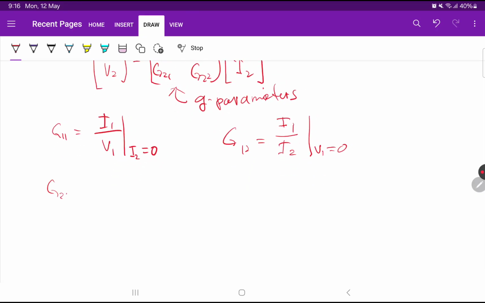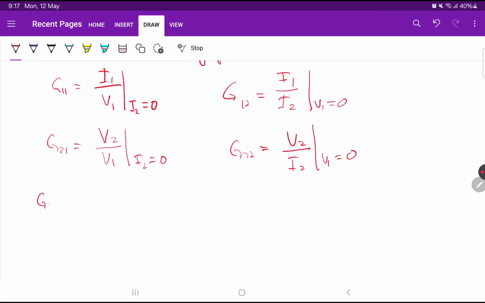For G21, so it's unitless again. So here is the current, while this one will be the voltage. V2 over V1. It's a voltage gain, and making I2 equal to 0. And lastly, for G22, it's not unitless. It's actually ohms. So we just need to divide the voltage and the current, then making V1 be equal to 0. And again, there are names for this.